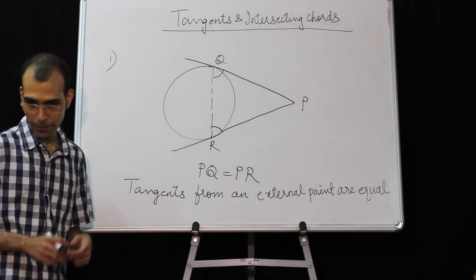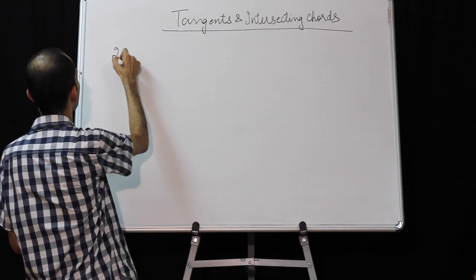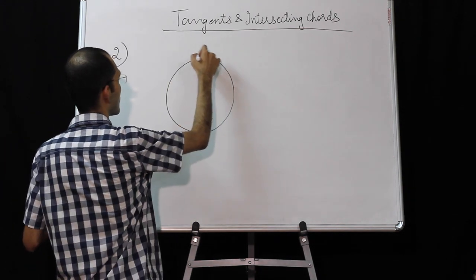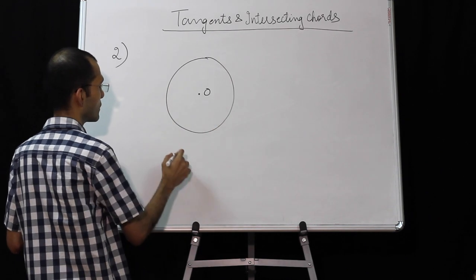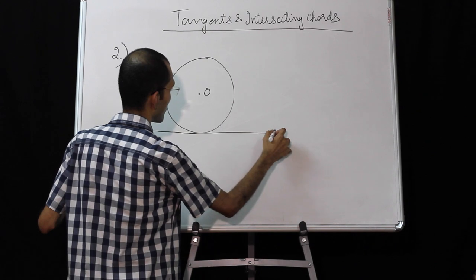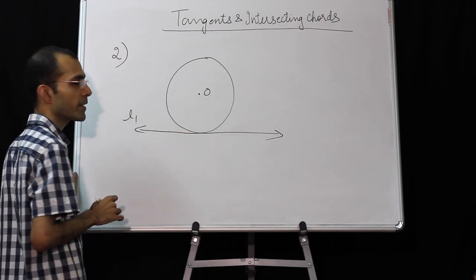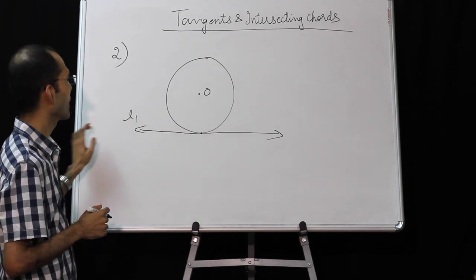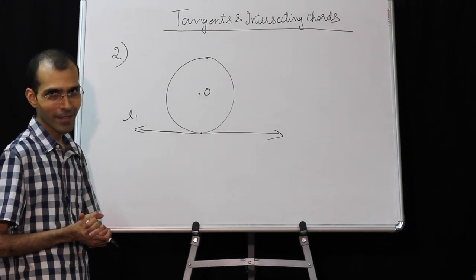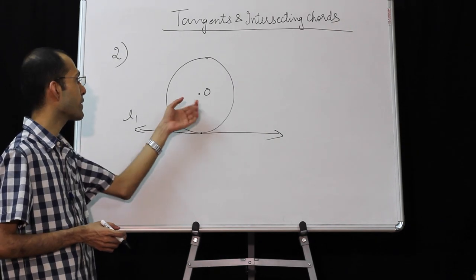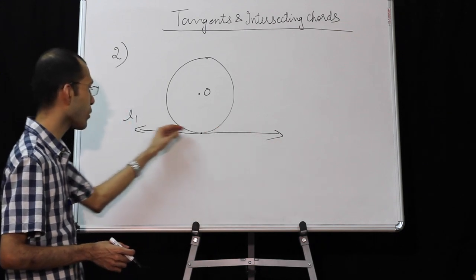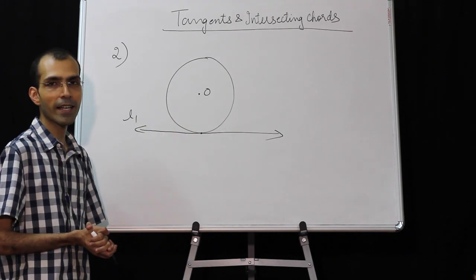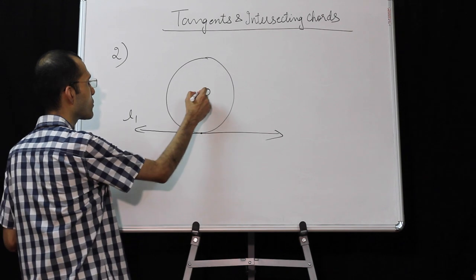Now the second concept. Circle with center O. This is my tangent. Say L1 is my tangent. This becomes the point of contact. Now center O is already fixed while drawing the circle. This tangent has been drawn, so this point of contact is also fixed. What can we do with two fixed points at the most? We can join them. So let's join.